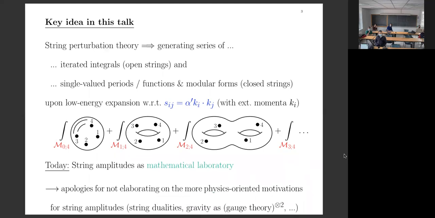And today, the viewpoint on string amplitudes is a mathematical one: we investigate them as a laboratory to learn about some new mathematical structures. And I will completely neglect the more physics-oriented motivation to do string amplitudes. So my apologies for not talking about the specific implications for string dualities. My apologies that I won't be talking about how you get gravity as a double copy from strings. So there are a lot of other motivations to study string amplitudes, and today I will focus on the mathematical one.